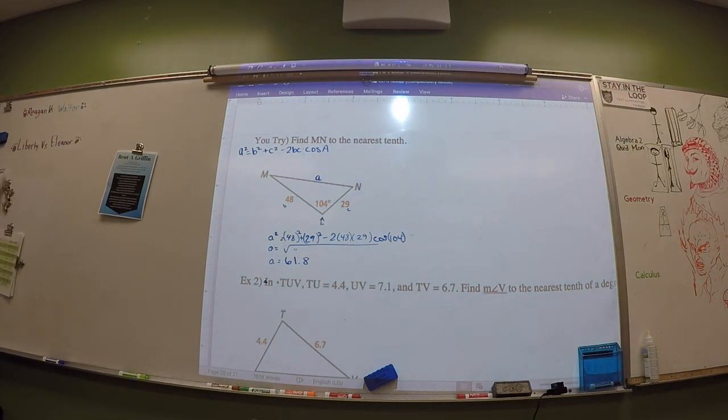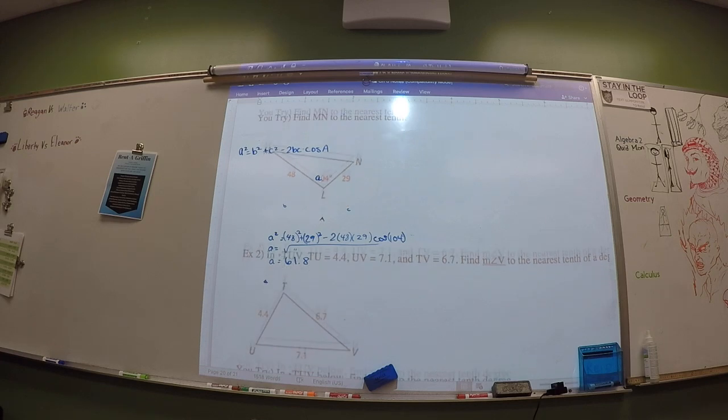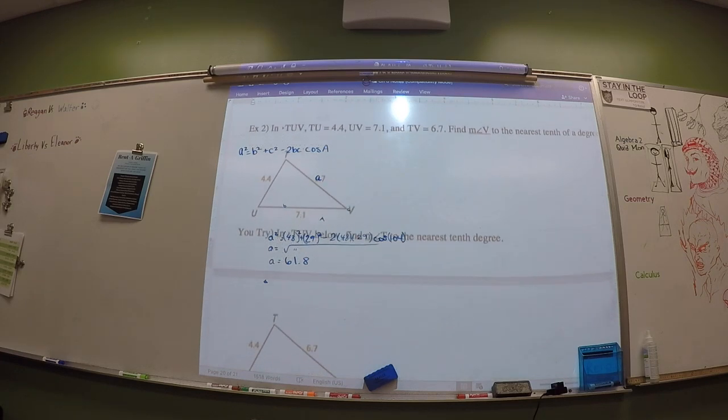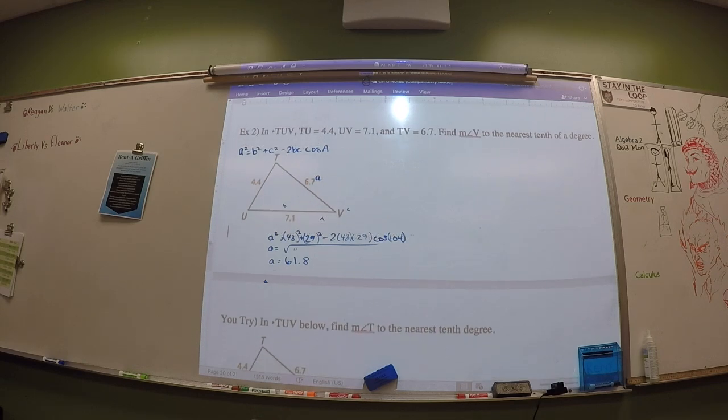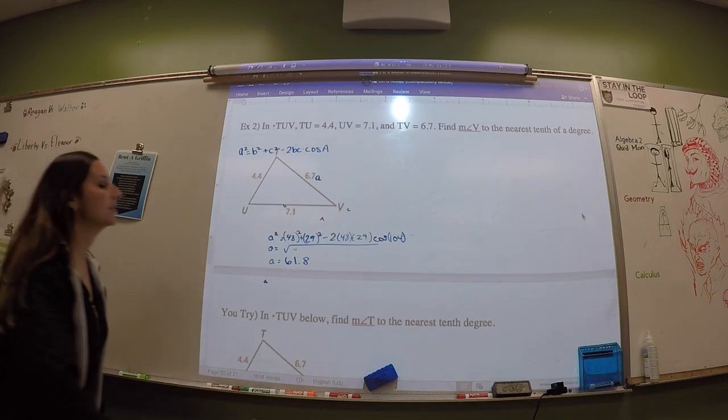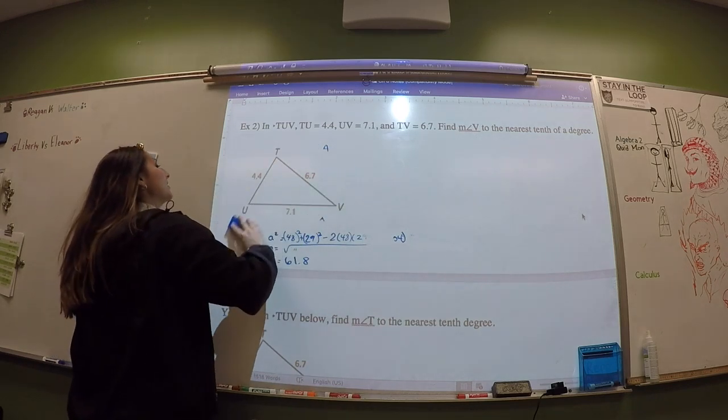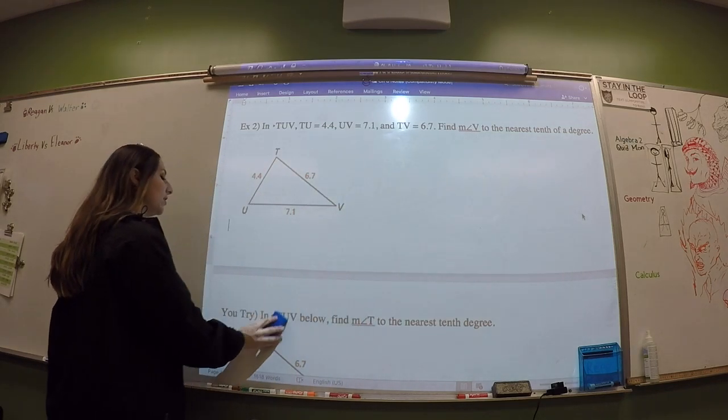So now the next one, you're finding the angle. When we find the angle, it's more complicated because when you solve the equation, it involves more steps. So the setup is the same, but the solving part is harder. So you see how they give us all three sides? So they give us all three sides and no angles.